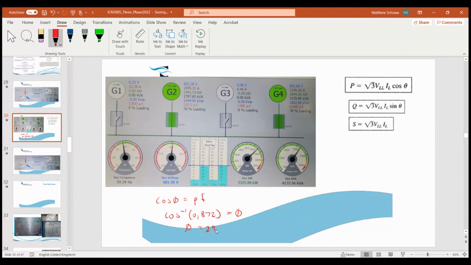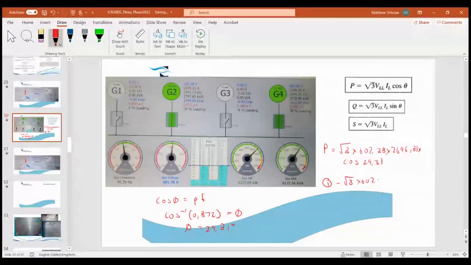So it's 29.31 degrees. Power is √3 times the line voltage, that's 602.38, times the current, which is 26595.31, and we can multiply that by cos of 29.31, and we can do the same with Q.